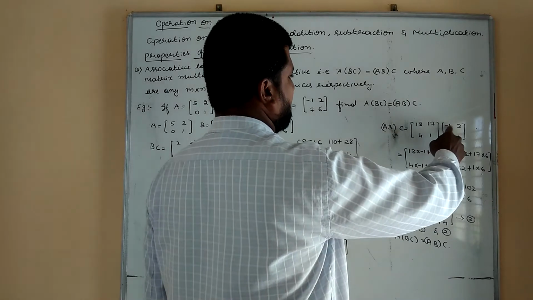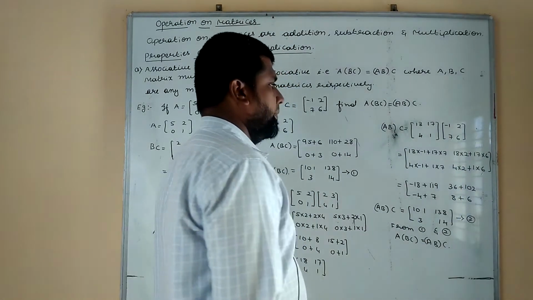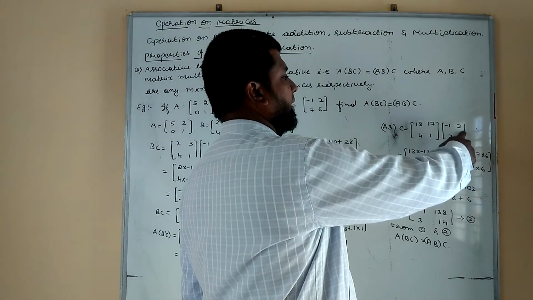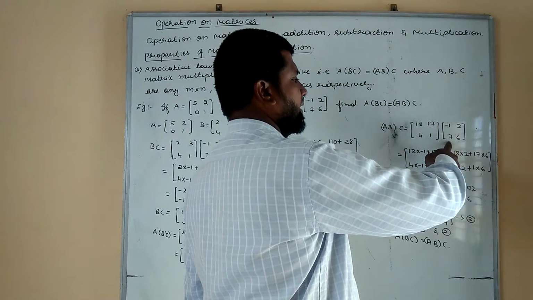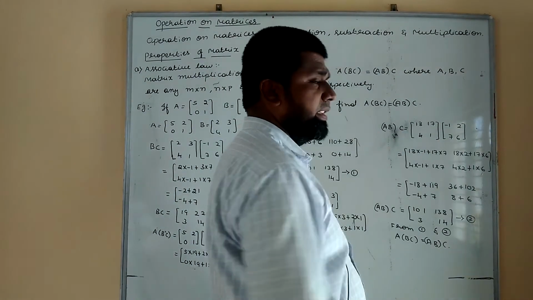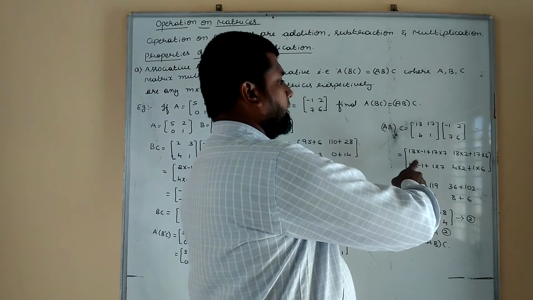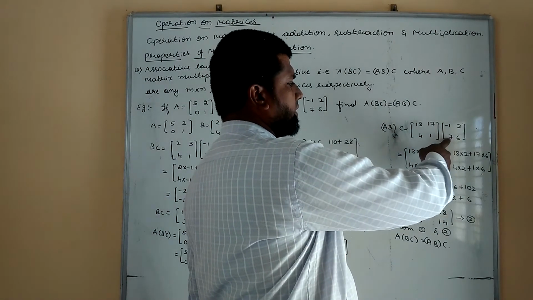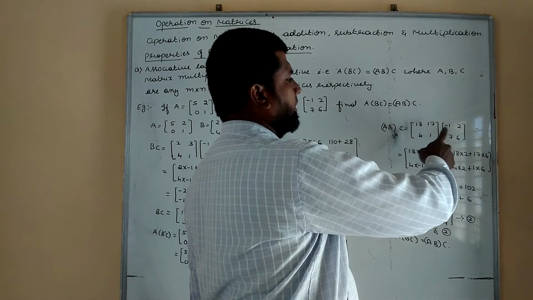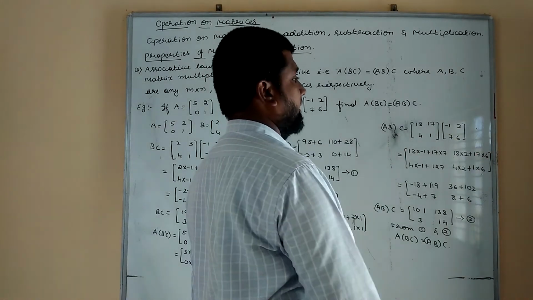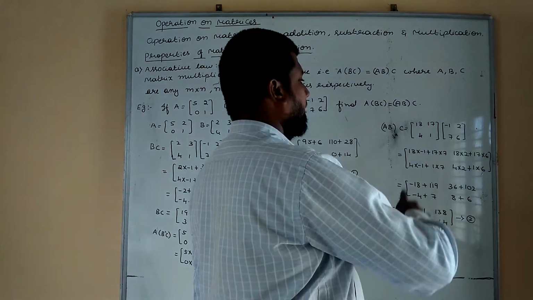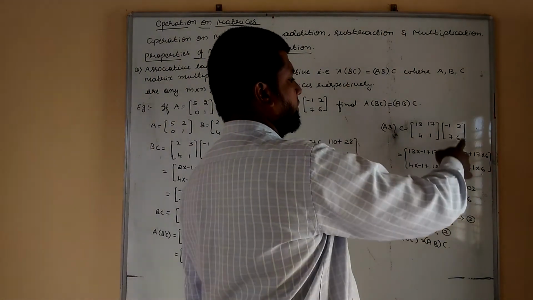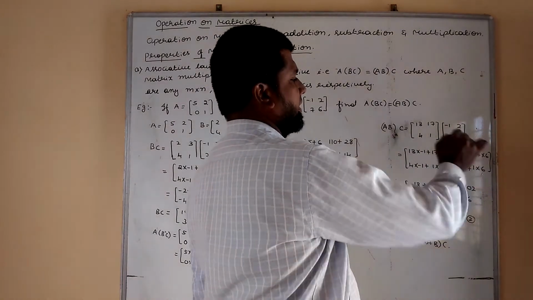The C is minus 1, 2, 7, 6. If you multiply, in the same procedure, first row should be multiplied with first column, first row should be multiplied with second column, second row should be multiplied with first column, and second row should be multiplied with second column. So 18 into minus 1, 17 into 7, and 18 into 2, then 17 into 6. 4 into minus 1 plus 1 into 7, 4 into 2 plus 1 into 6.